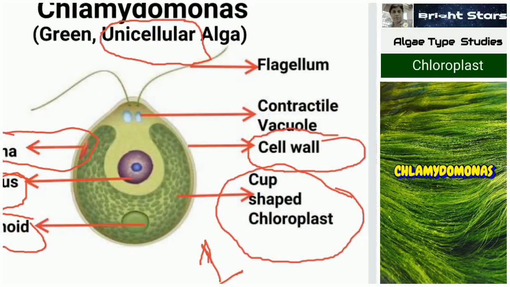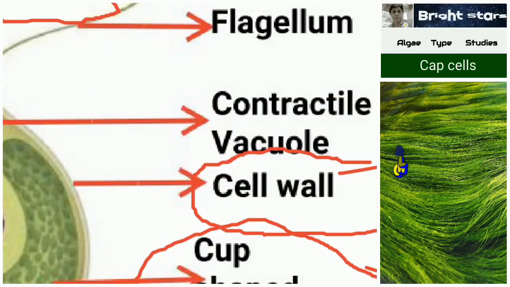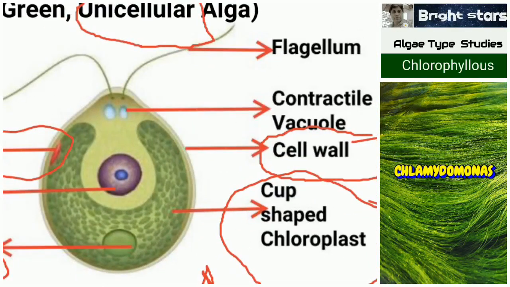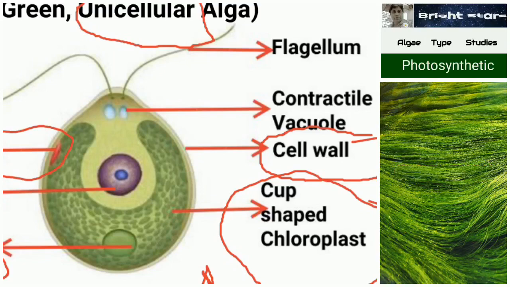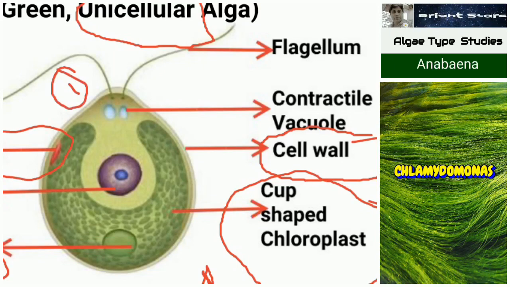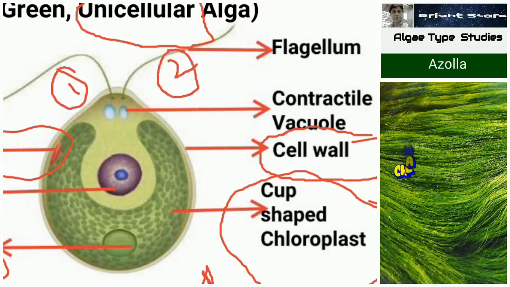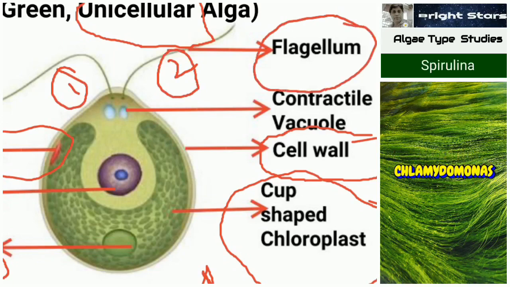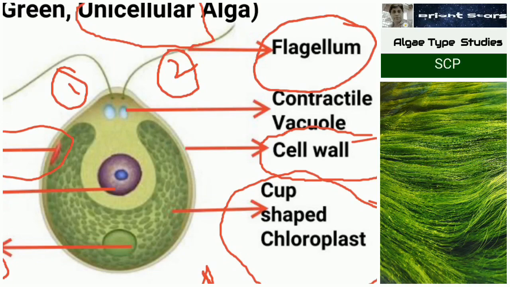And finally, flagellum is present. Two flagella are present. You can see two flagella. Here one flagellum, here another flagellum. This flagellum is useful for locomotion. That is, a Chlamydomonas moves from one place to the other place because of this flagellum. Singular is flagellum, plural flagella.